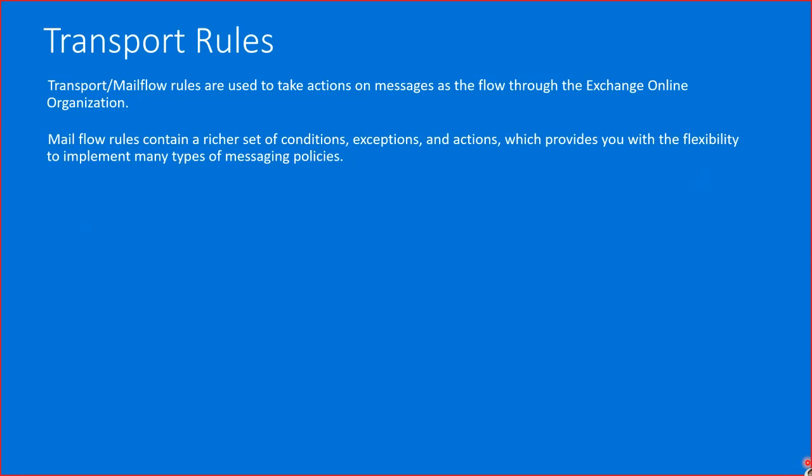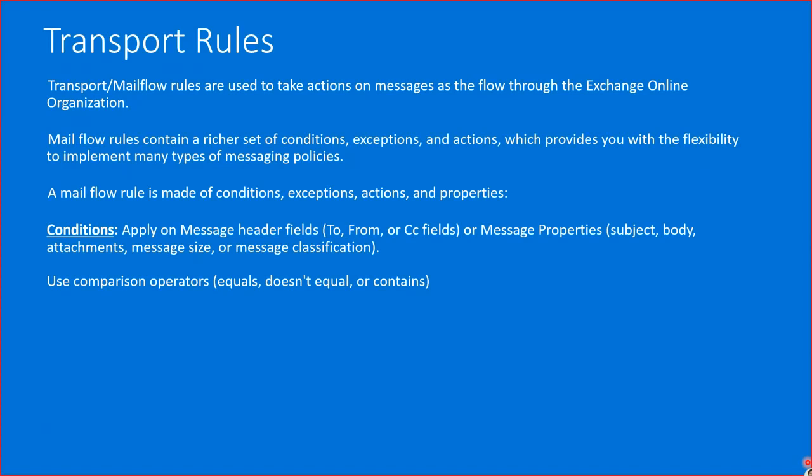Transport rules are made of conditions, exceptions, actions, and provide us with the flexibility to implement many different types of messaging policies. And we'll see a few examples of those over here. What are the conditions? Conditions identify the message that we want to apply the actions to. So every transport rule has a condition, and we want to take action for messages that have that condition. So conditions basically identify the messages that you want to apply the transport rule action on.